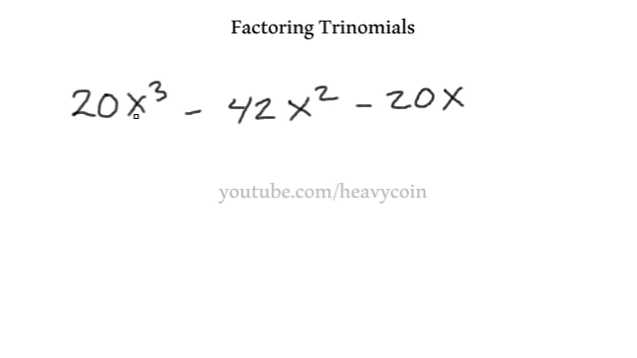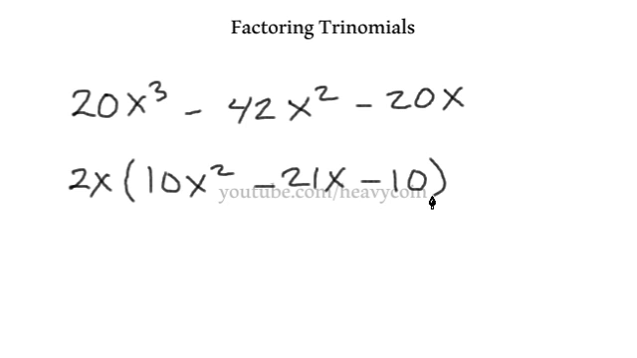So let's factor this. Now, we have an x in each one of these terms, so we're going to pull an x out. We also have a 2 goes into 20, 2 goes into 42, and 2 goes into this 20. So I'm going to factor out a 2 and an x. Okay, so we're going to pull out a 2x, and so we're going to be left with 10x squared minus 21x minus 10.